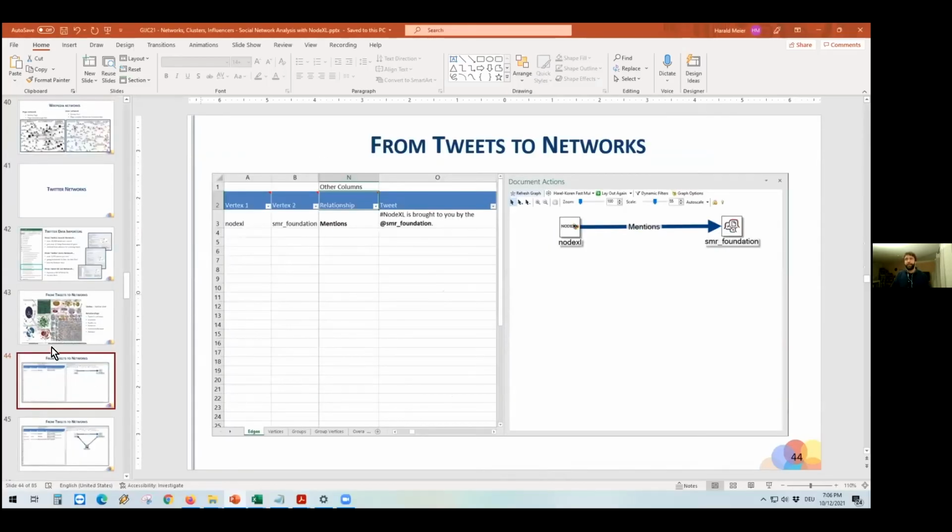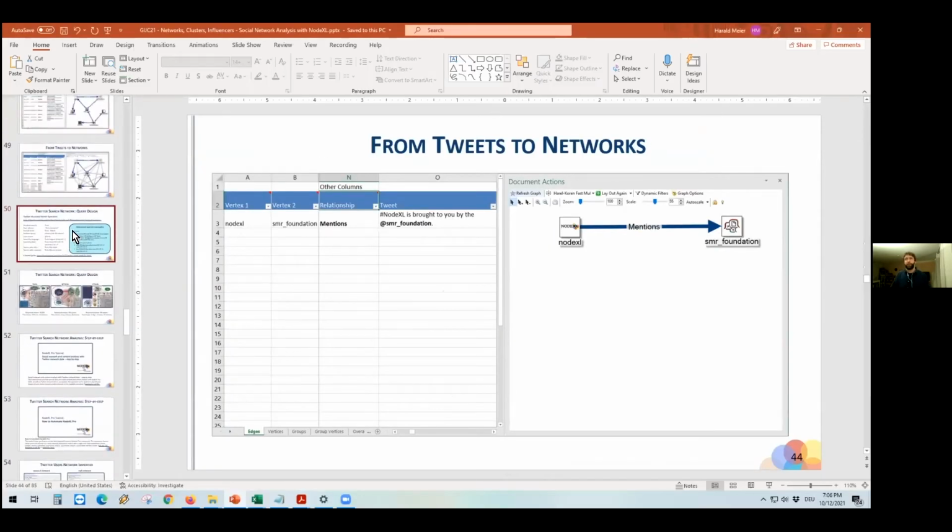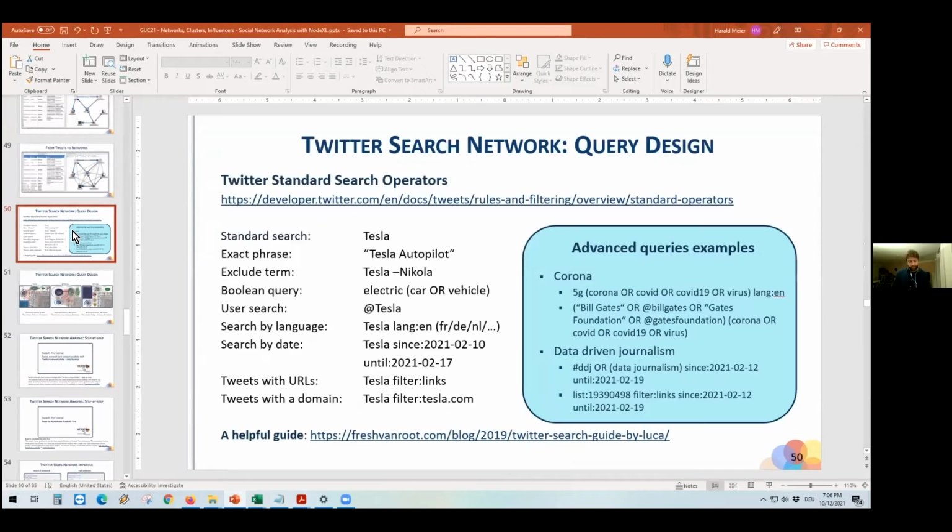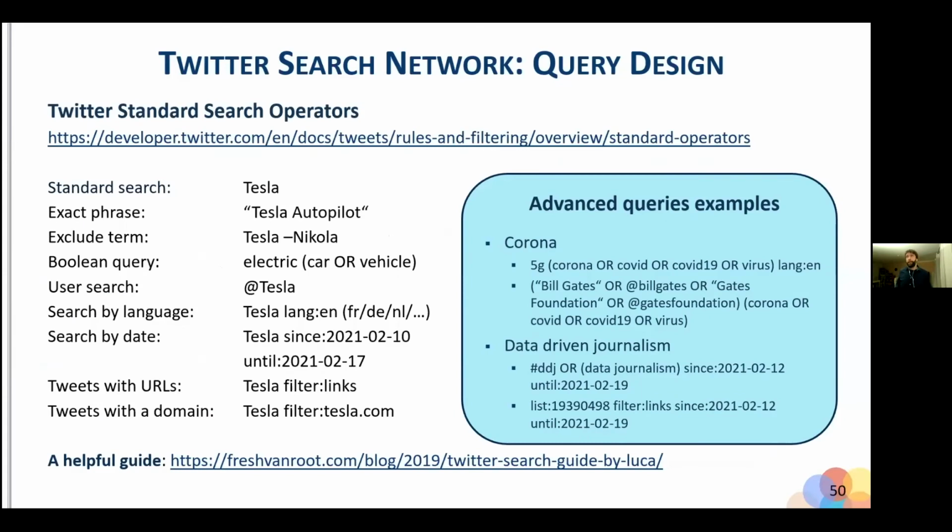Okay, then let's have a look at the practical side here. So the query design is very important because you can rule out some things, you can filter with different techniques. So here are 2 links to the official Twitter developer search operators where you can check out what's possible. And a very helpful guide in a blog is also found here in this link. And you can build advanced queries with parentheses. Lots of things are possible here.